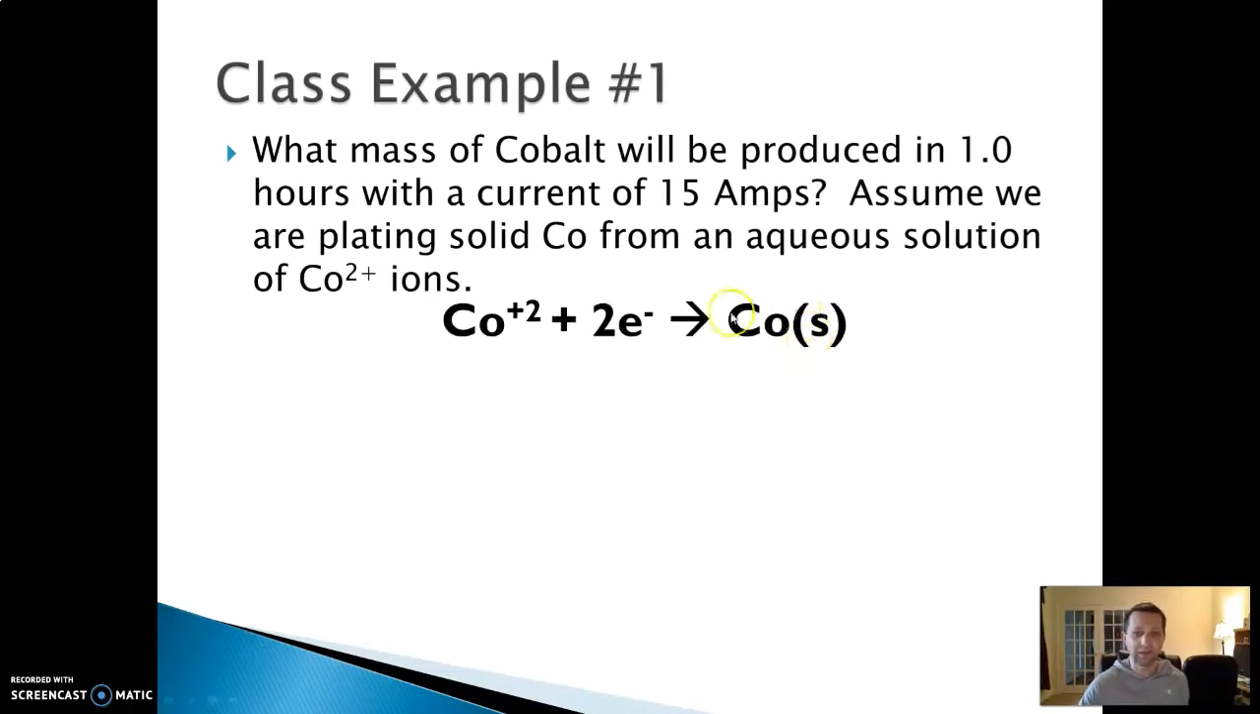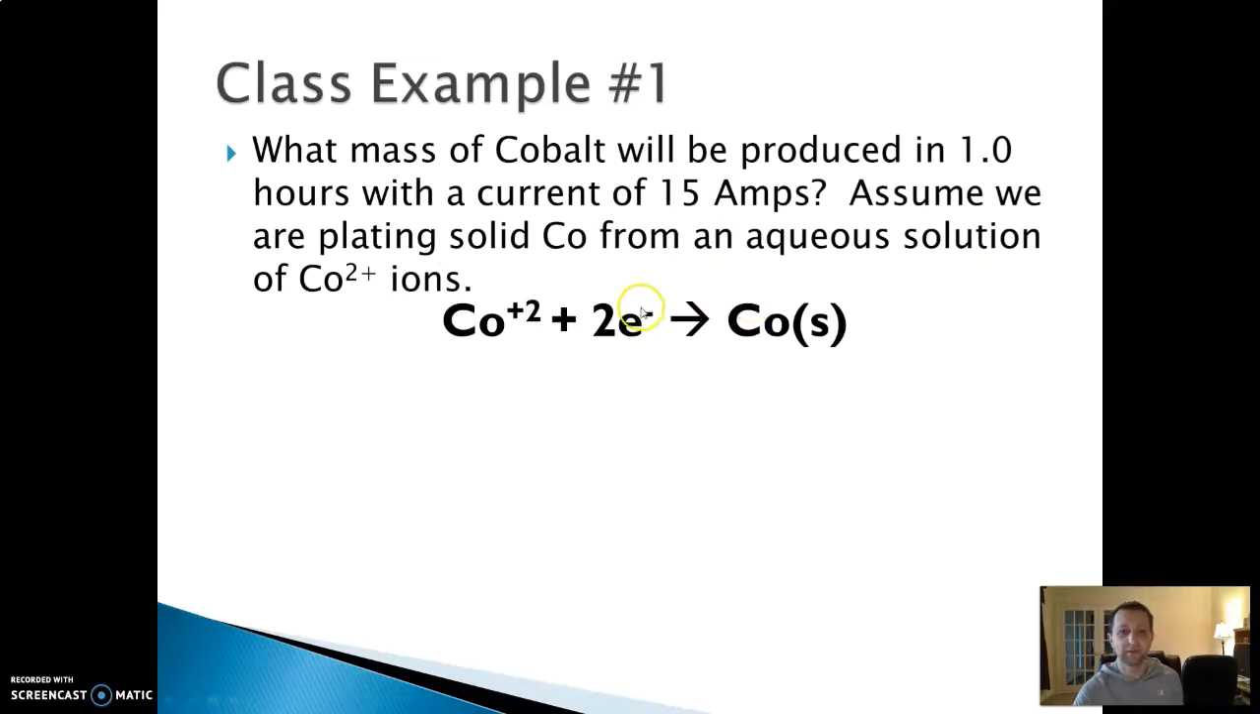So we're plating out cobalt, right? And we have our cobalt plus 2. Okay, so cobalt 2 plus plus 2 electrons would obviously give us cobalt solid here. Okay, we know it's 2 electrons because we're going from Co 2 plus into regular cobalt.